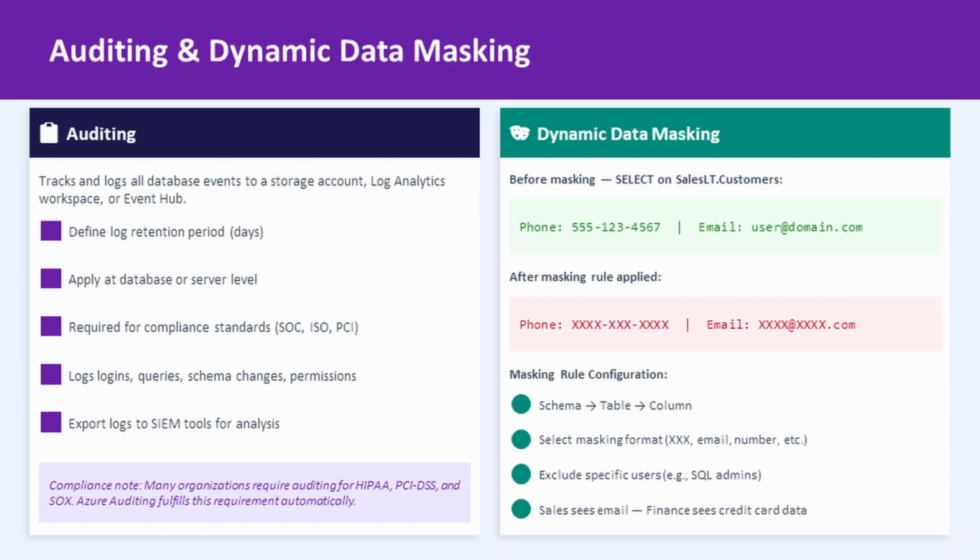To configure a masking rule, you navigate to the Dynamic Data Masking blade, select the schema, table, and column you want to mask, and choose a masking format. The formats include options like default masking, email masking that shows only the first letter and domain structure, random number masking for numeric fields, and custom string masking where you define the exact pattern. The same table, queried by different users, returns different results, without needing separate tables, views, or complex application-level filtering logic.